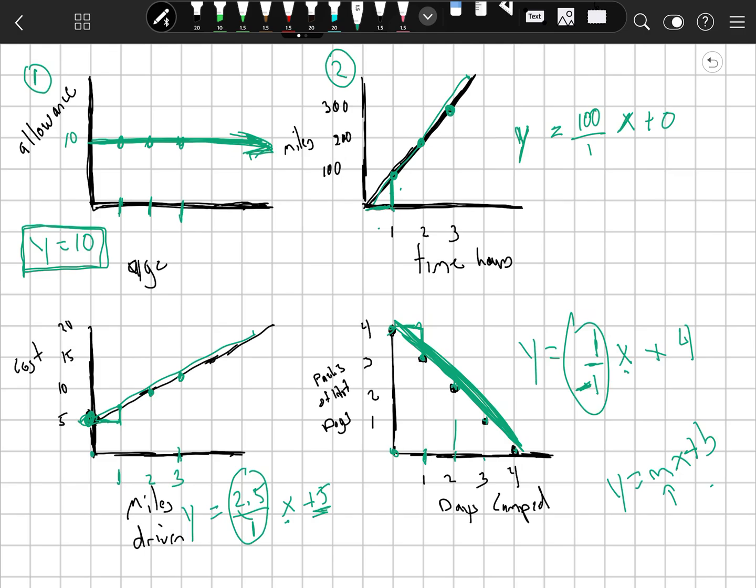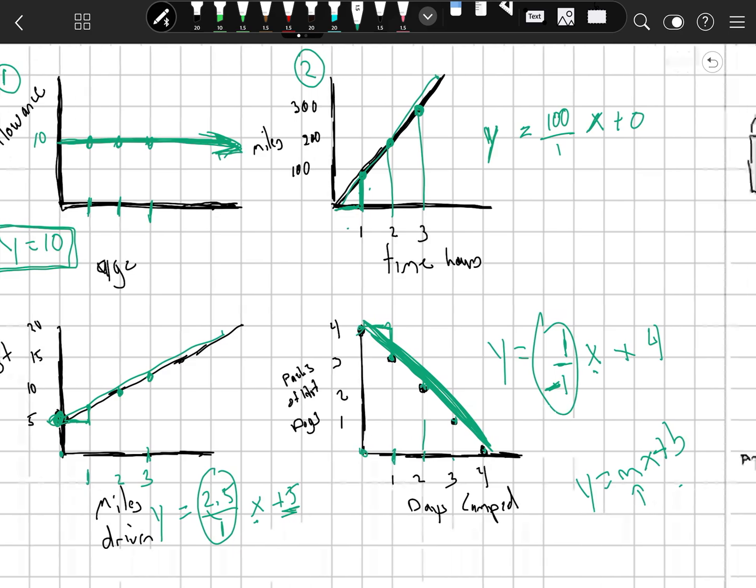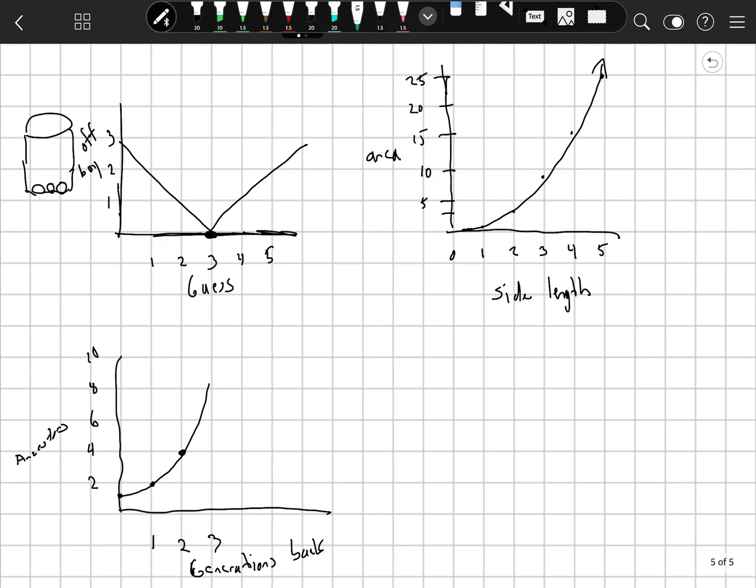Here on number 2, you can see that for every input there is exactly one output. So these are all functions here. Let's take a look at some functions that are not linear equations.